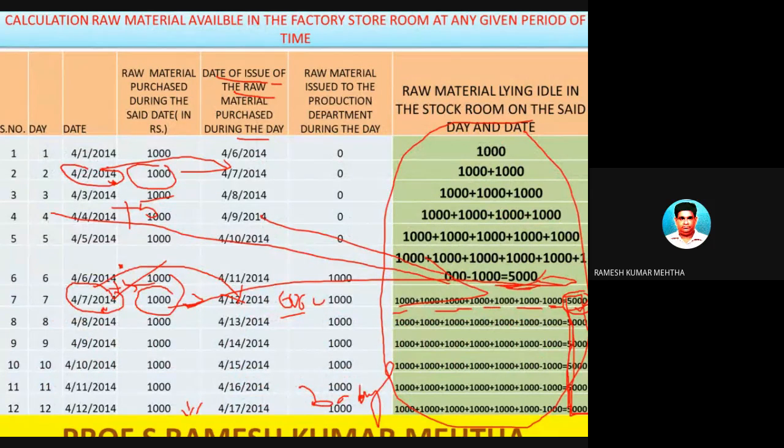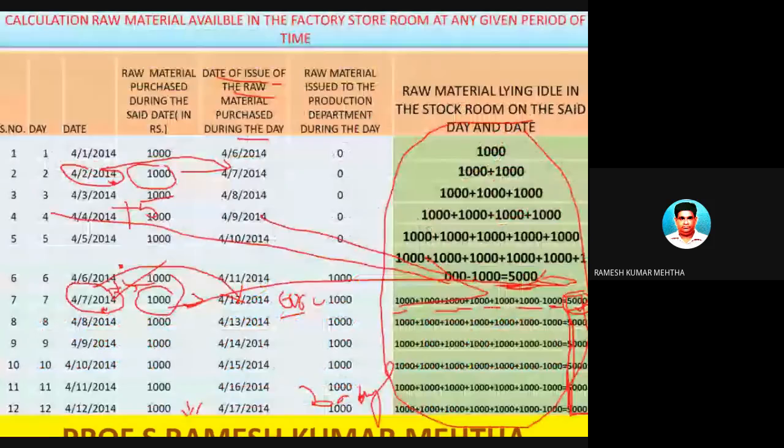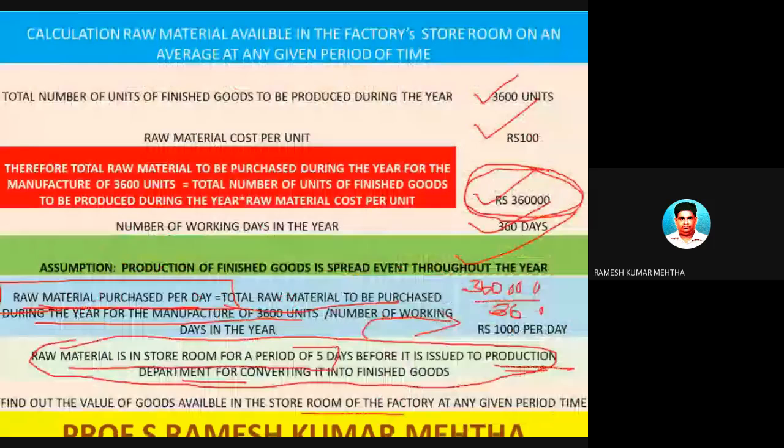The second formula is the same as the first formula, but the only modification is that I have combined this one, that is, the total cost of raw material purchased during the whole year. Because 3,600 units is the number of units which are going to be produced the whole year, into 100 rupees as the raw material cost per unit. So when I multiply, this will give us 3,60,000 rupees, which is nothing but the total amount of raw material purchased during the whole year, or the raw material which is going to be consumed for the whole year.